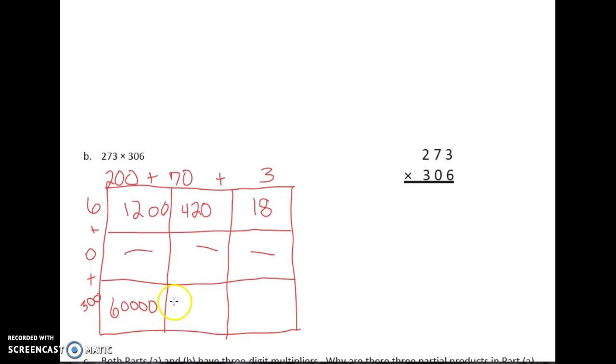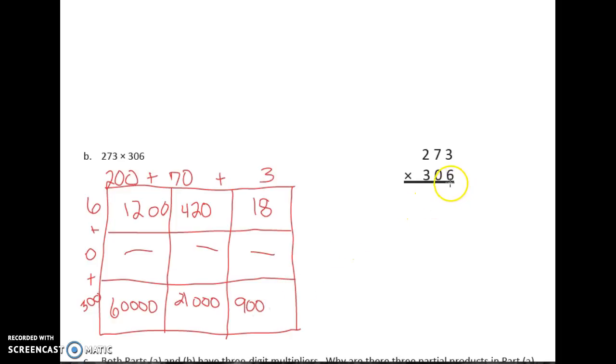Scooting on over, we go 3 times 7, and we know it's going to be 21. And we see that there are 3 zeros. 1, 2, 3, so 21,000. We look over here, 3 times 3 is 9, and then we're going to have 2 zeros.